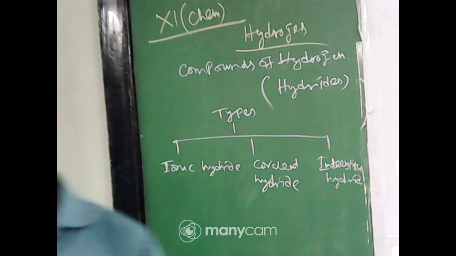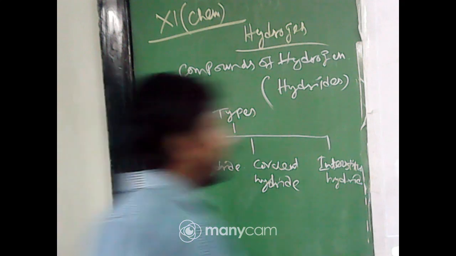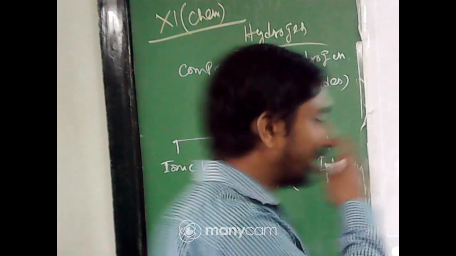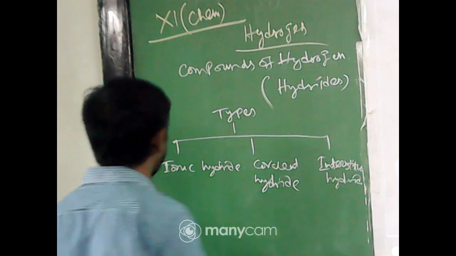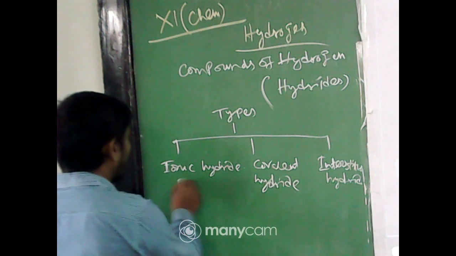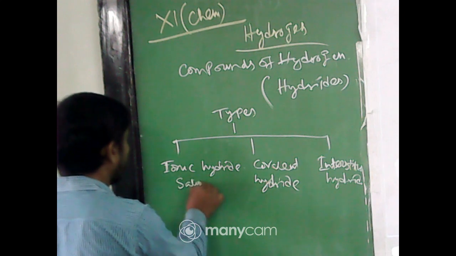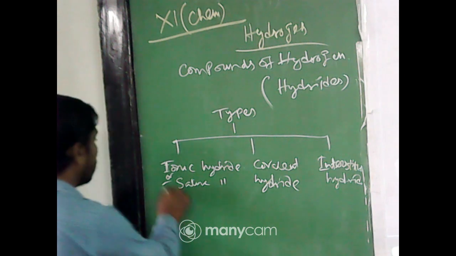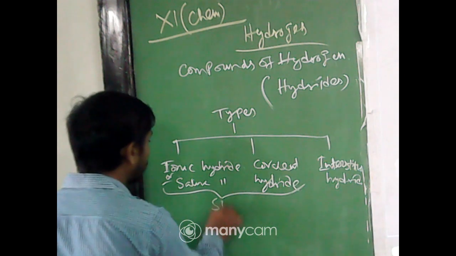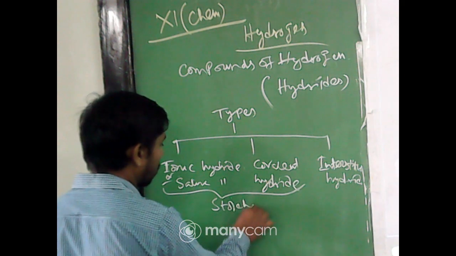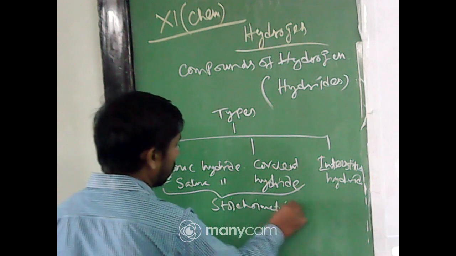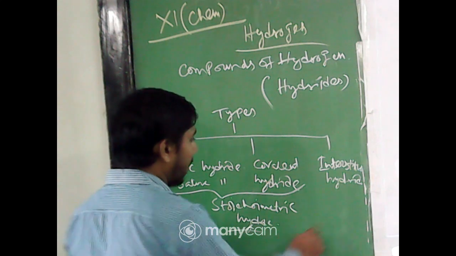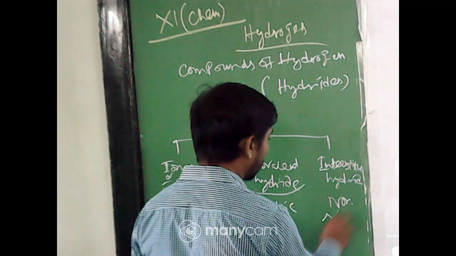Now, ionic hydride is also called saline hydride. What are the elements which form ionic hydrides? Now, these two are stoichiometric hydrides, and this is non-stoichiometric.